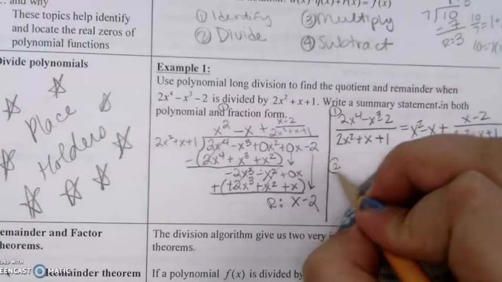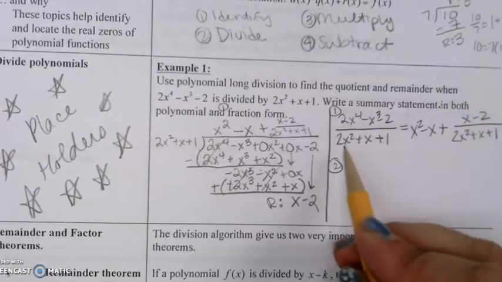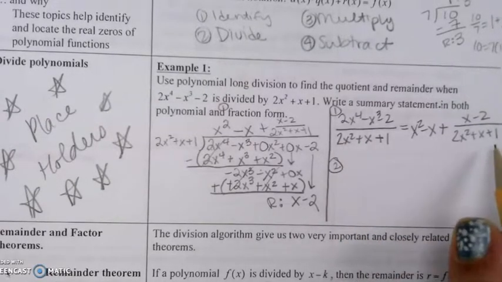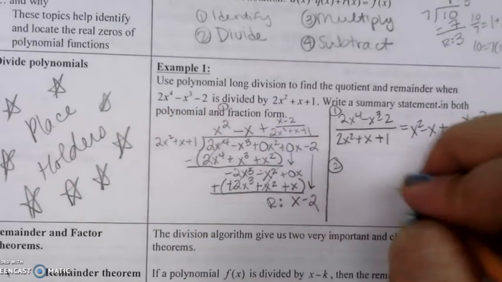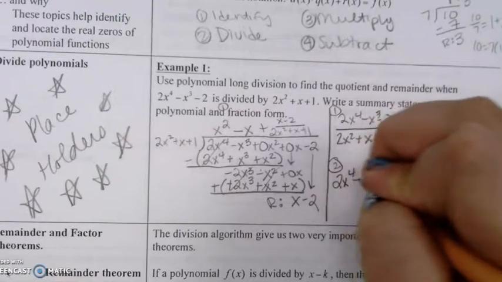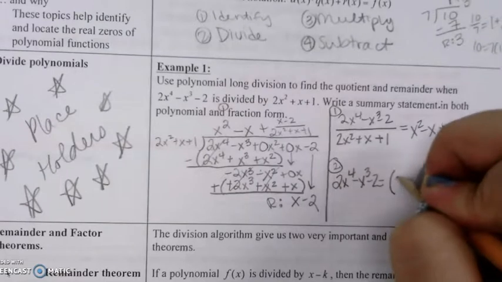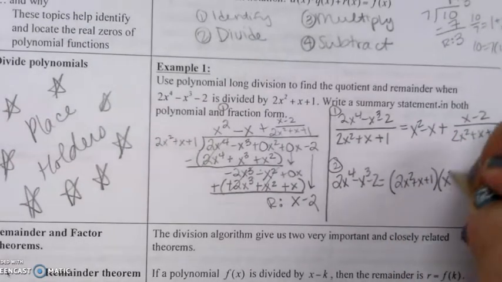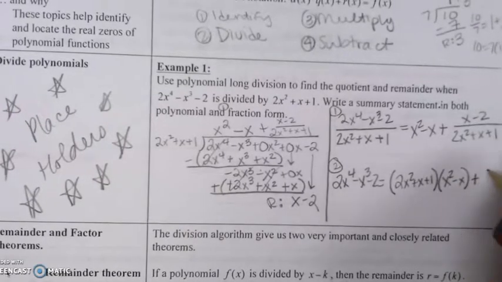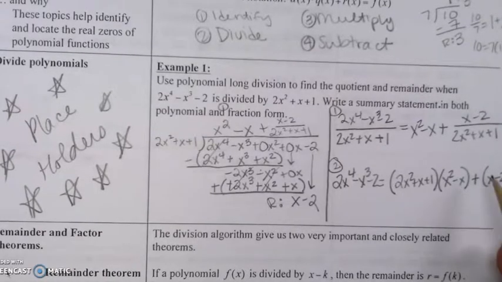Our second type of answer we can write is polynomial form, where I don't have any fractions. And this is equivalent to multiplying through by the denominator. It tells me kind of the factored form of my dividend. So I have 2x to the 4th minus x cubed minus 2 equals my divisor, 2x squared plus x plus 1 times my quotient, x squared minus x, plus my remainder, x minus 2. Now the x minus 2 doesn't have to be in parentheses, but the parentheses help me identify it as the remainder.